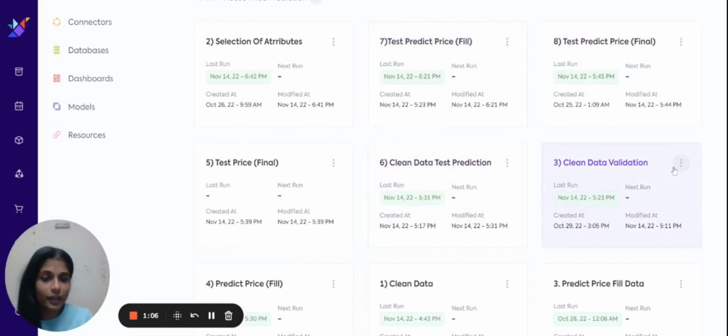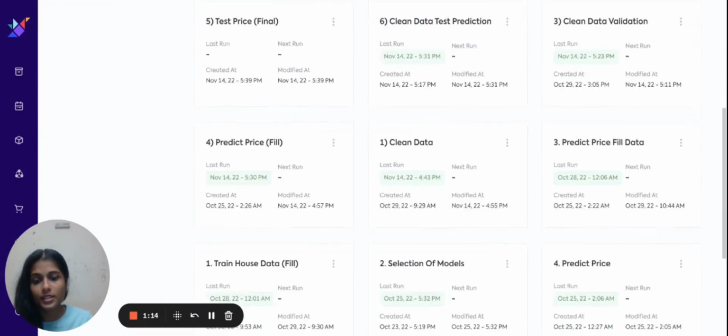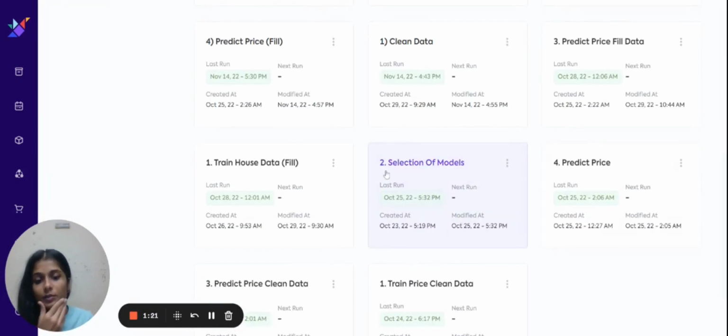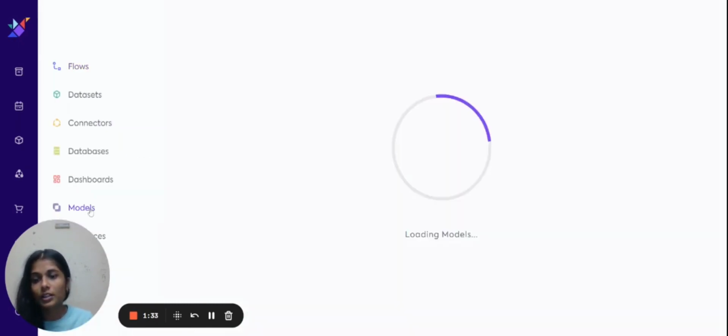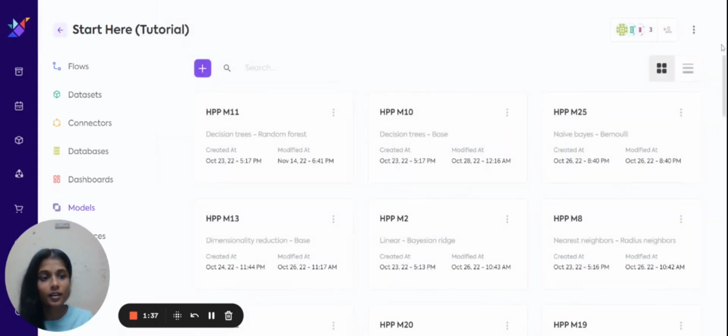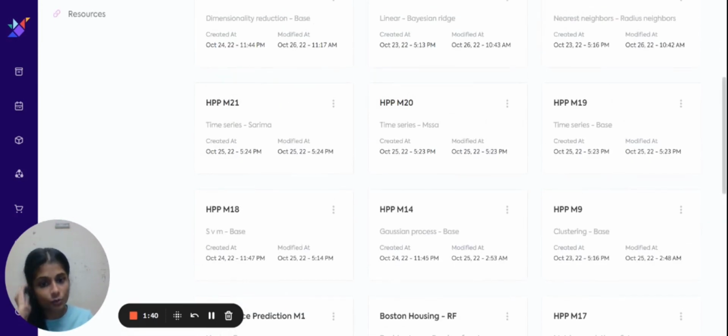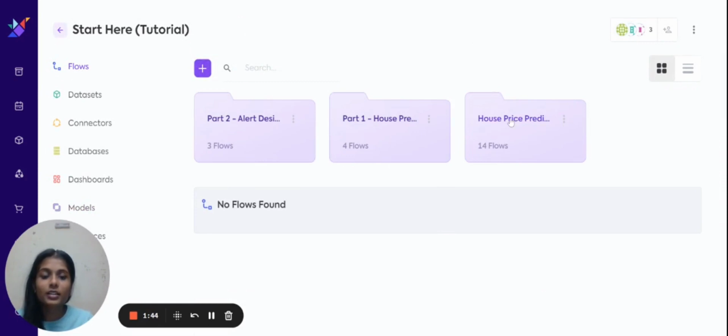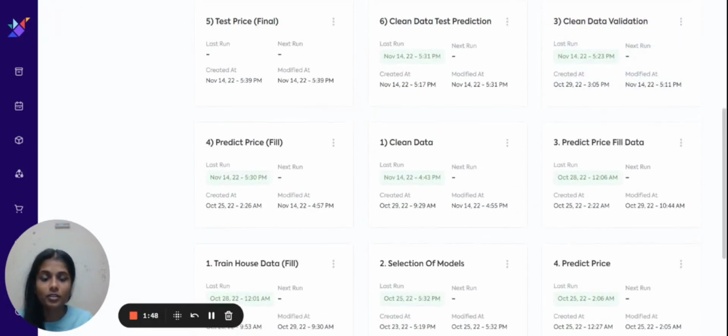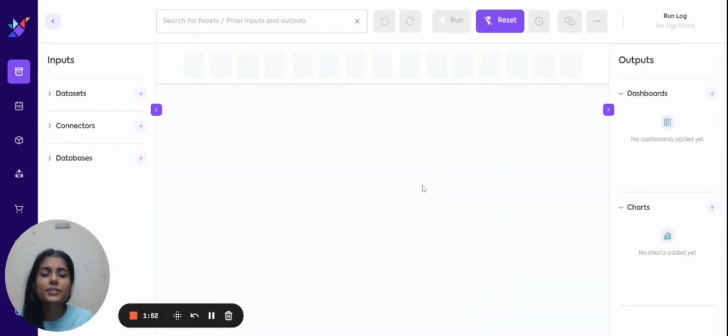The model that we have used is a random forest, and the number of decision trees is 400. We decided to choose that because, as you can see, there is one flow which shows the selection of models. We had various models that we named and tried, and based on the accuracy that we received, finally we chose to go with random forest and 400 trees.